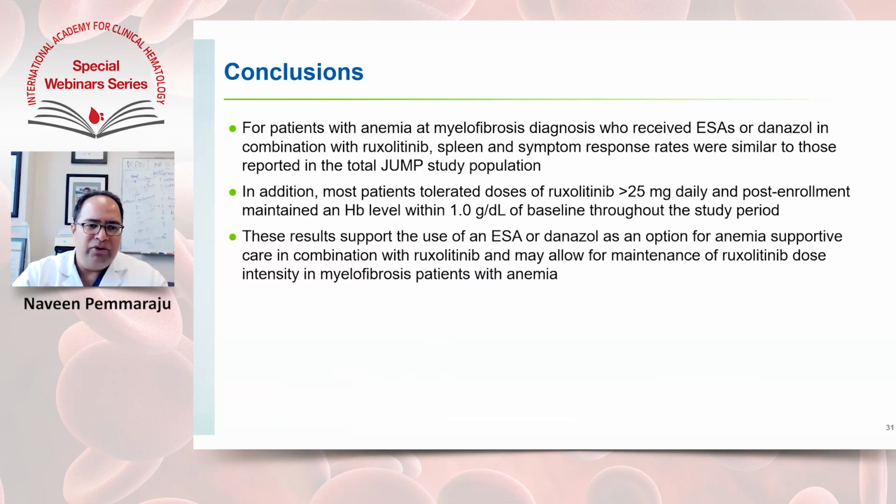What does this tell you? It tells you that in a real world setting, with older, frail patients with anemia, you are able to give ESAs or danazol in combination with Rux, and it's not affecting the spleen or symptom responses. You are able to get patients to tolerate doses of the JAK inhibitor, perhaps longer and better. And we know from previous studies that being on the right dose of the JAK inhibitor can correlate with spleen responses and outcomes. So it tells you that a clinical practice that's widely been in use actually is okay, it's safe, and is not affecting the efficacy of the JAK inhibitor. This is a nice study to add.